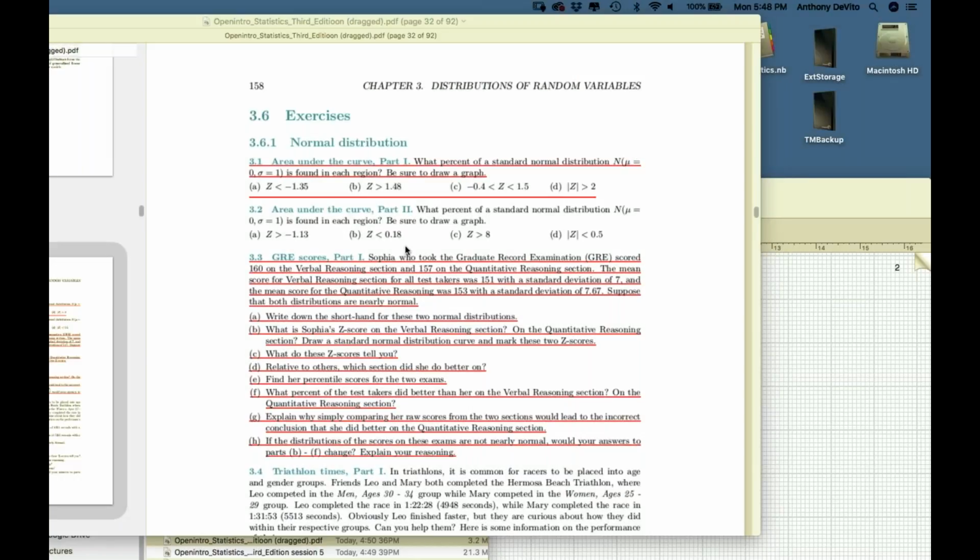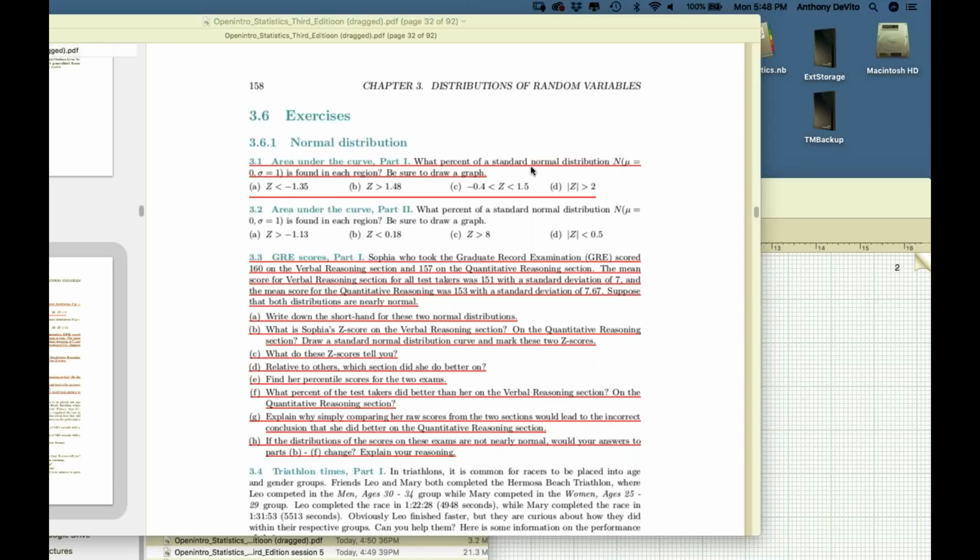Okay, so again, from the textbook, I'm going to start with the chapter exercises for distribution of random variables, and we're going to start with normal distribution. So I'm going to take a look at this first problem. Area under the curve, part one.